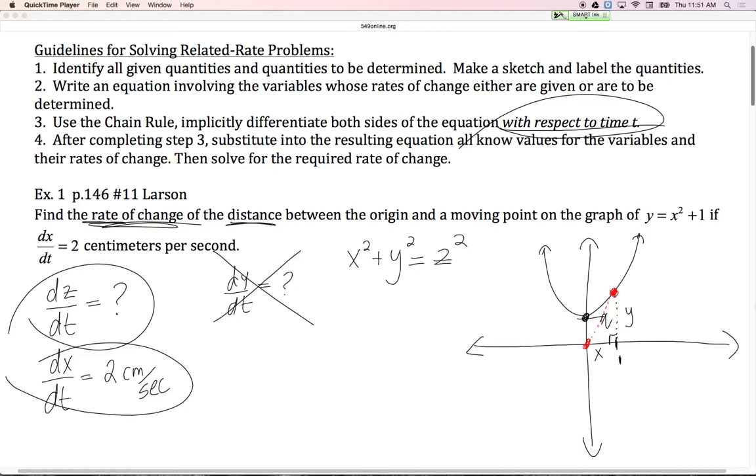How can I solve for the distance? Distance being z, because that's what we said it was. So root x. Yeah, just square root it. So we'd have actually z equals the square root of x squared plus y squared.